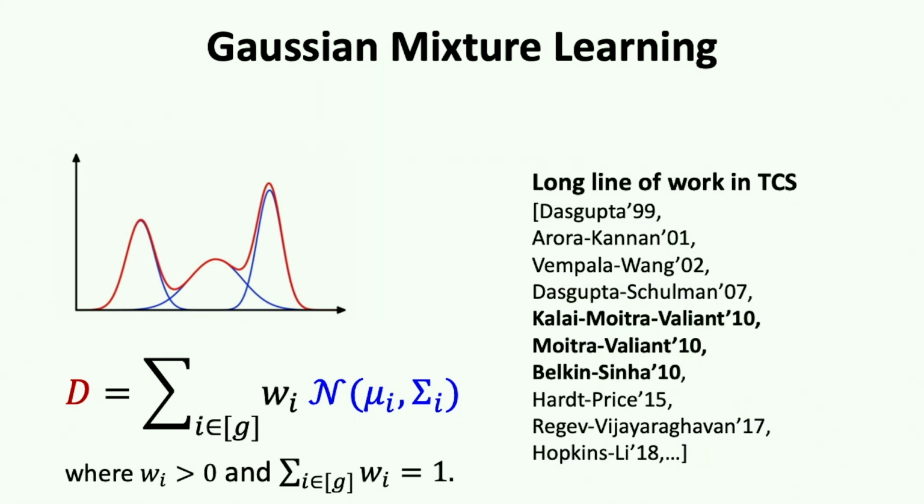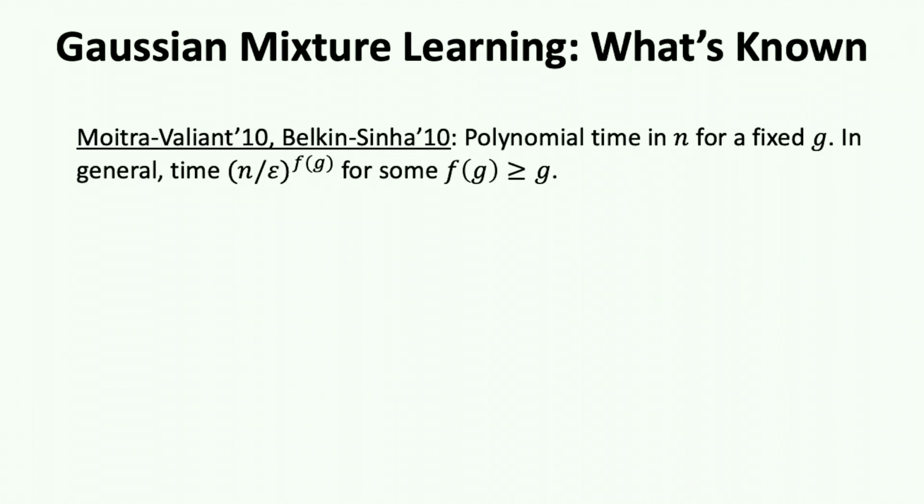Long line of work, people in this room and several others. The best algorithm I know, and you can correct me with parameters if I'm correct, says the following. If you have a mixture of a constant number of Gaussians, G Gaussians, you can learn them, in fact, even in the strongest sense, in time n to the G, or n to the f of G, n to some polynomial in G. Anko, do you know what f of G is?